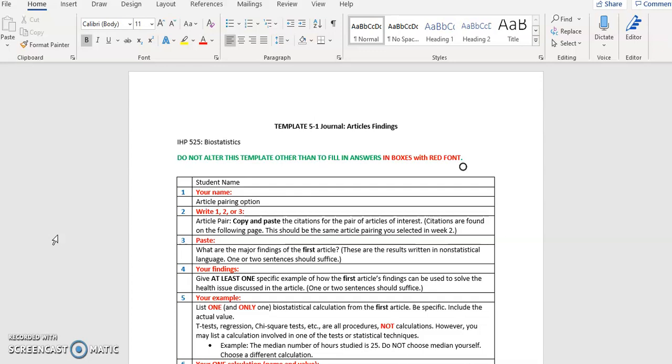Because at the end, we're going to combine all of this information for the same 2 articles into one final project. So you can't have done different sets of articles. You have to pick the set and use that throughout. Okay. So you're going to write your article pairing number, 1, 2, or 3, and then you're going to copy the citations, just copy and paste from the end of the template, the 2 that you're doing.